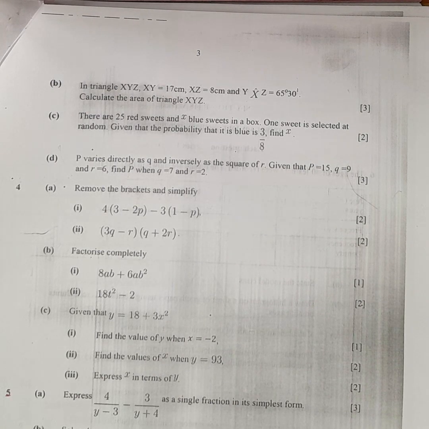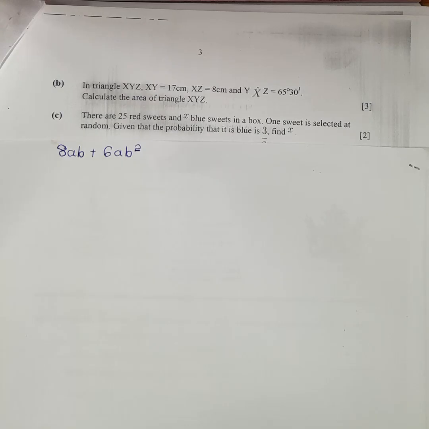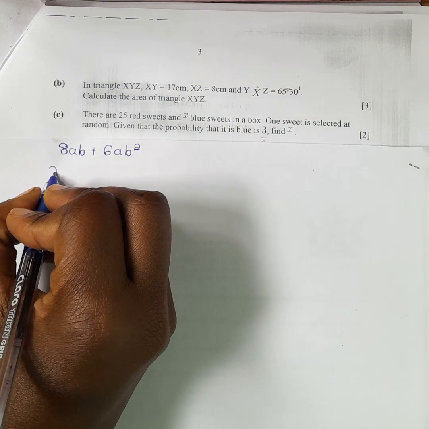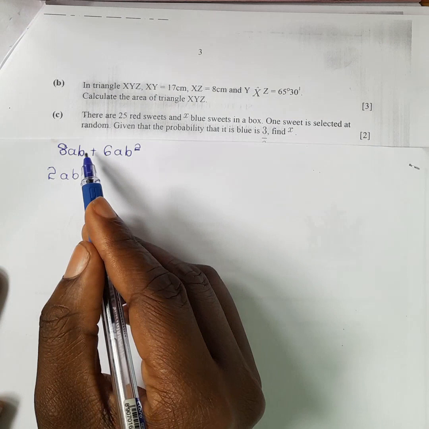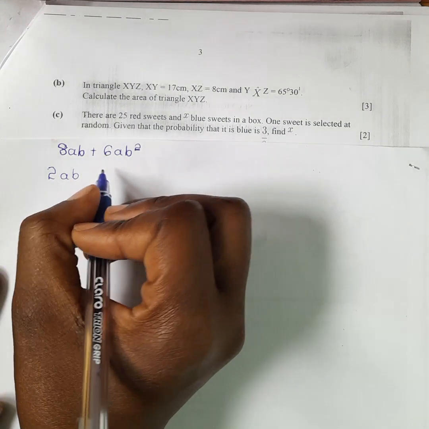The first part is saying factorize completely 8ab plus 6ab squared. The first step is we need to factor out the highest common factor of 8ab plus 6ab squared. We are going to factor out 2ab, because it is the highest common factor of 8ab plus 6ab squared.